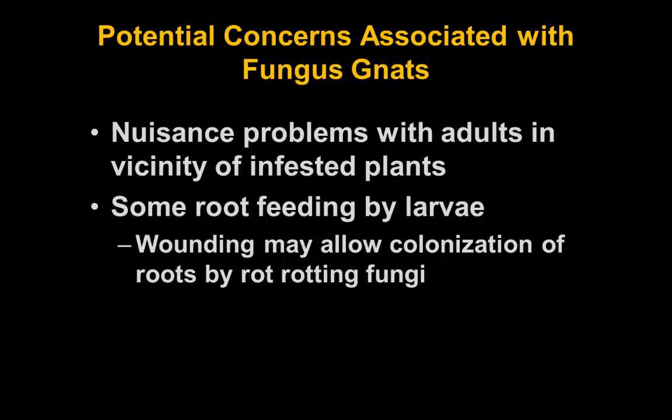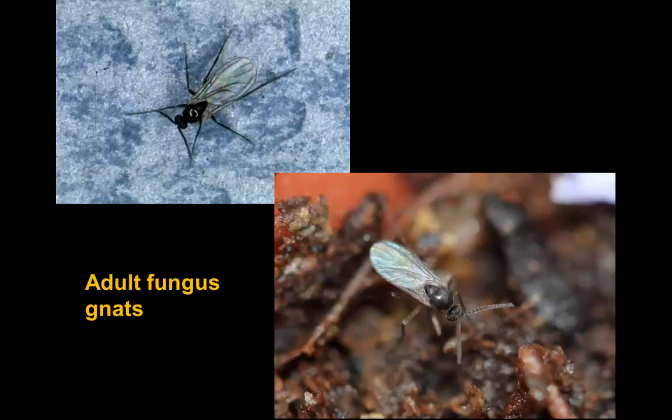They also can do some plant injury. Although the larvae are mostly feeding on fungi, they will occasionally feed on roots. And under certain circumstances where you have moist soils and there are pathogens that can cause root decay, then the wounds that are made by the fungus gnat larvae might increase the amount of root rotting fungi that occur with the plants.